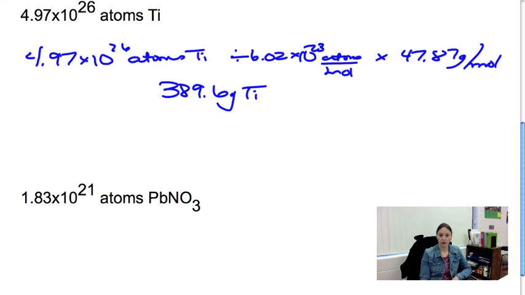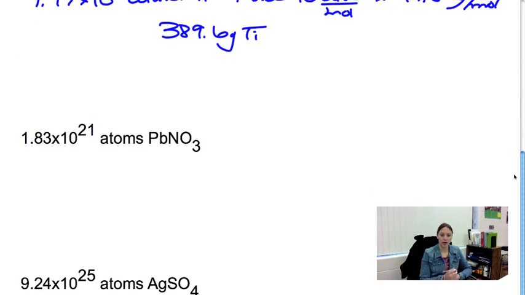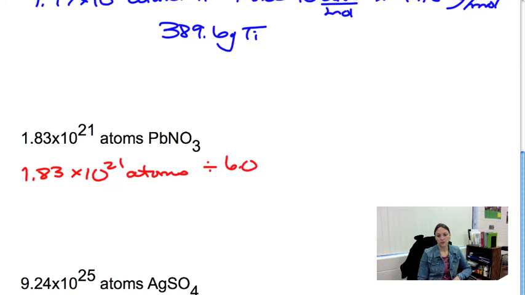What about if you have a compound? Now it's the same thing as before, and we dealt with compounds. I have 1.83 times 10 to the 21st atoms. There are still 6.02 times 10 to the 23rd atoms in a mole, and actually these both should be molecules. Again, since it's the same number, it's not a big deal, but these should actually both be molecules.